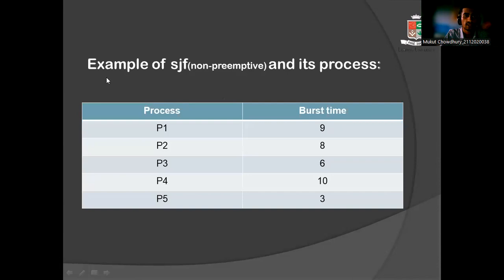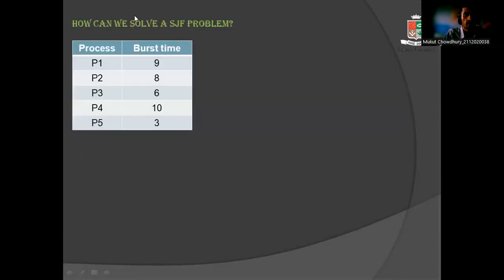So here is an example of SJF which is non-preemptive because arrival time is not given. Now we'll solve the non-preemptive SJF problem and its process. How can we solve an SJF problem? Here are the processes and burst times of the SJF example. We can see that there are 5 processes and their burst times are given.